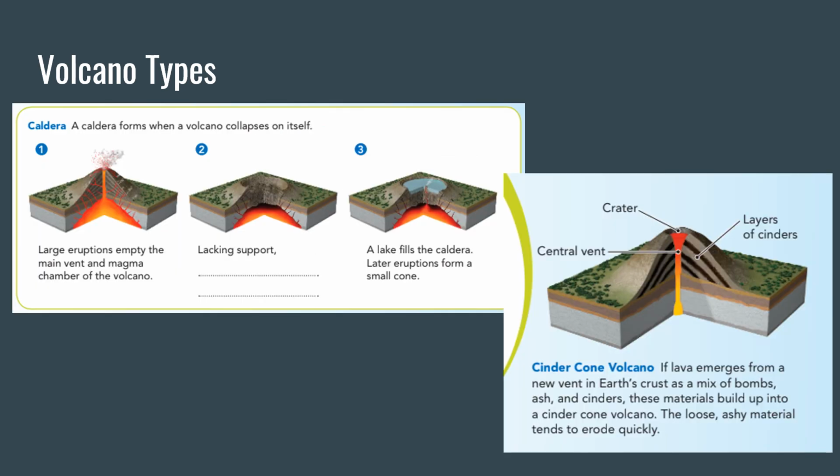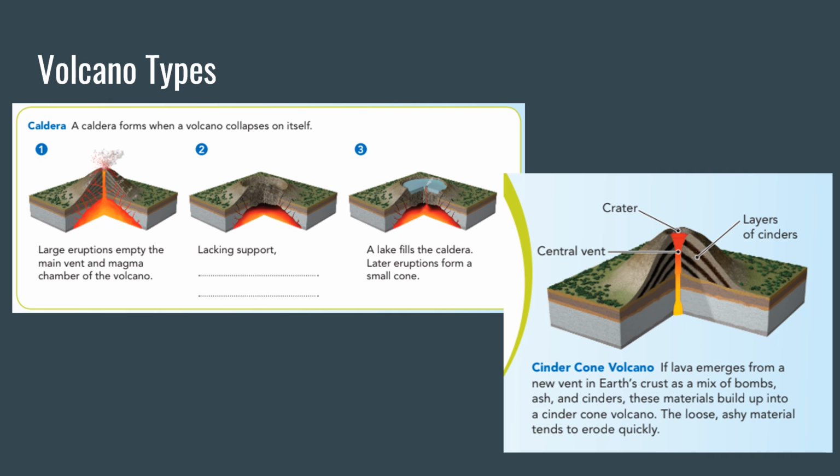Okay, the two other volcano types we have are the caldera. A caldera forms when a volcano collapses on itself. We also have cinder cone volcanoes. If lava emerges from a new vent in Earth's crust as a mix of bombs, ash, and cinders, these materials build up into a cinder cone volcano. The loose, ashy material tends to erode quickly.